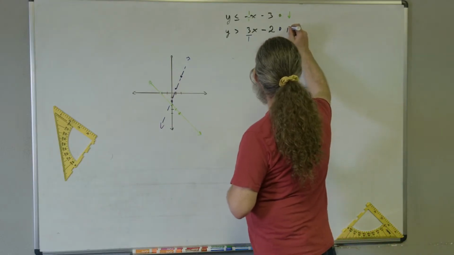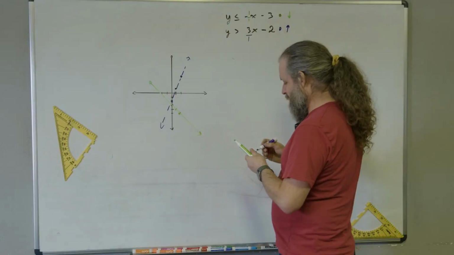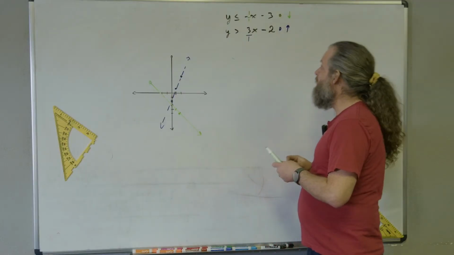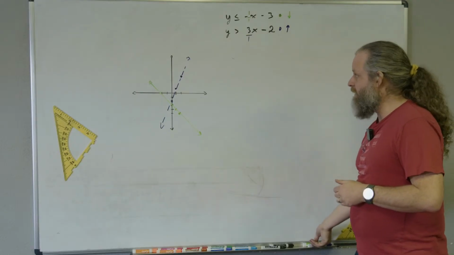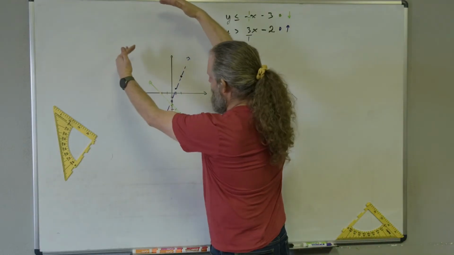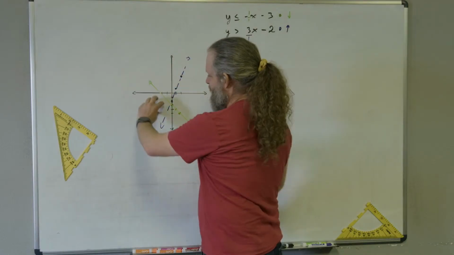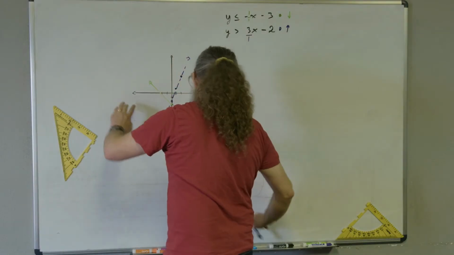Okay, so we need to figure out which pie piece is lower than the green one and higher than the purple one, right? Higher than the purple is all of this. Lower than the green is all of this. So that's this pie piece, right?